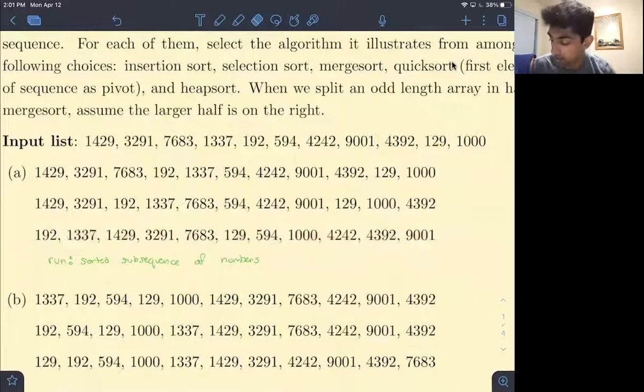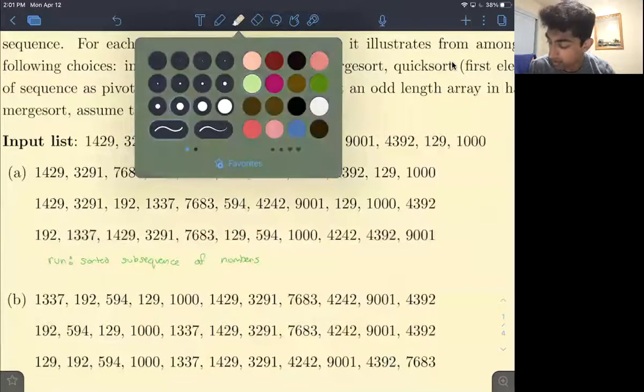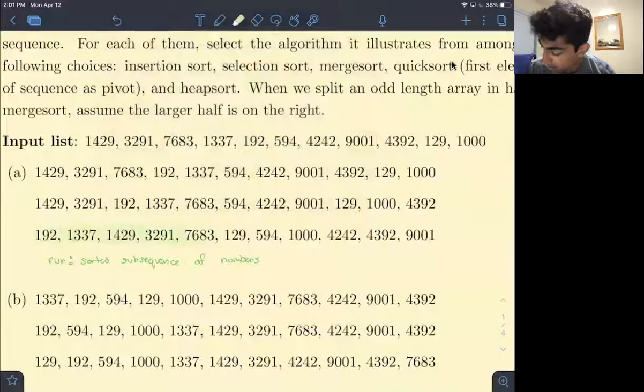Also, this color is not too aesthetic, so I'm going to choose a nicer color. My apologies. Okay, hopefully that's a bit nicer to look at. So we can see here there's two runs, right? This is one run, and then this is another run, okay?